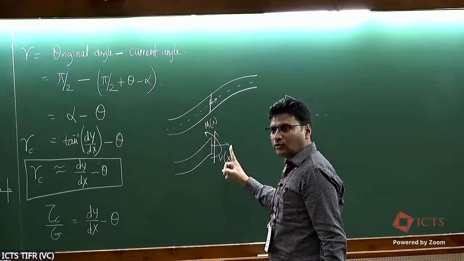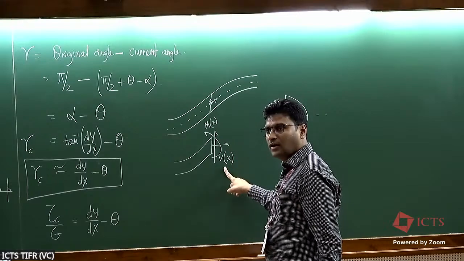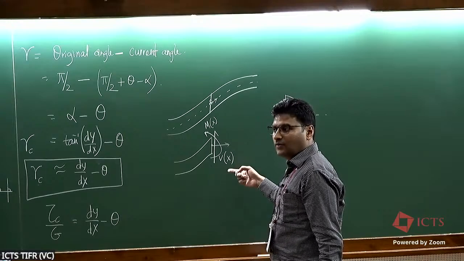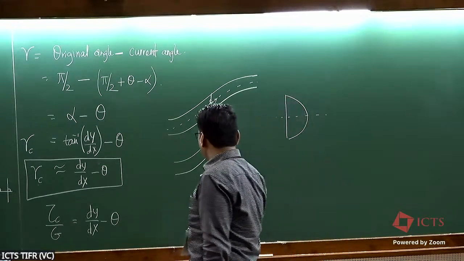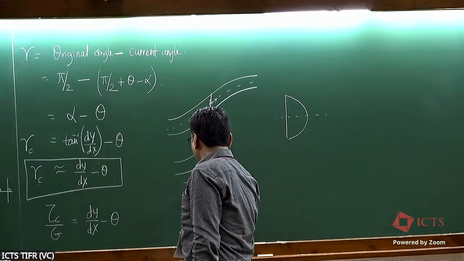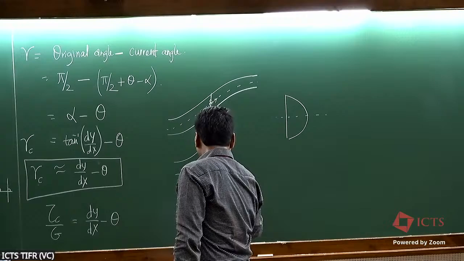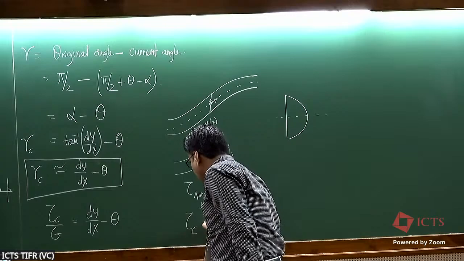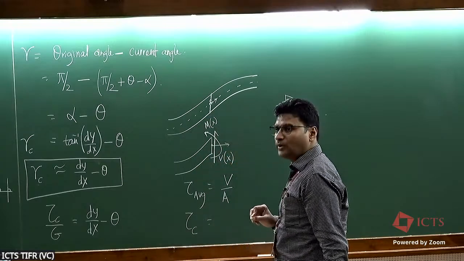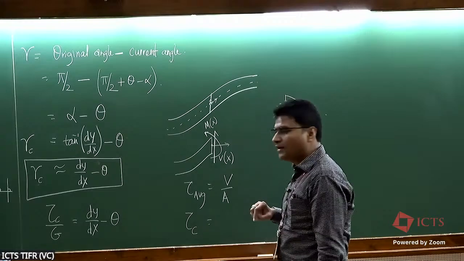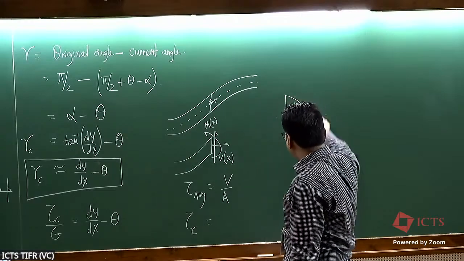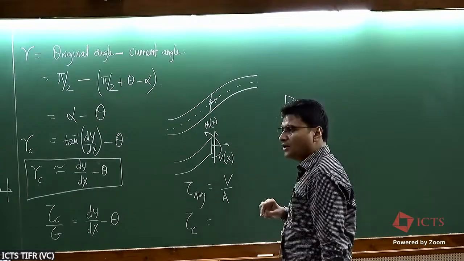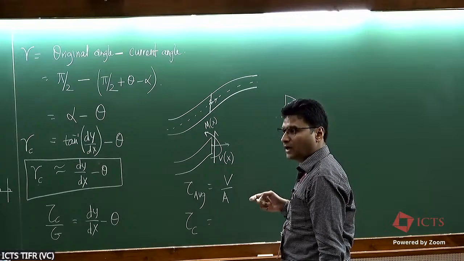Now, if the shear force in the cross section is V of x, then what's the average shear stress? Force divided by the area of the cross section, right? So tau average is V by A. But how much would be tau C? What would be the shear stress at the center? Which, for example, for rectangular cross section is highest at the center. It is different from the average shear stress. So that's where you have this concept of correction factor.